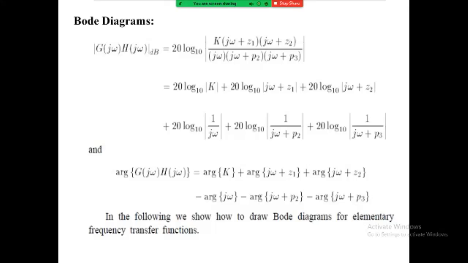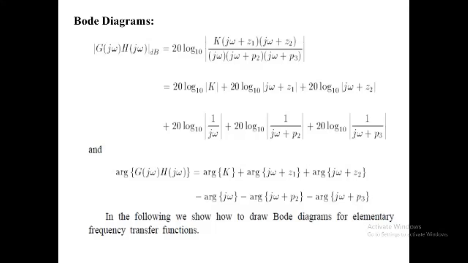So we first study independently the magnitude and phase plot of each of these elementary frequency transfer functions, since the open loop frequency transfer function G(jω)H(jω) is given in terms of the product and ratio of elementary transfer functions. It is easy to see that the phase of G(jω)H(jω) is obtained by summing and subtracting the phases of the elementary transfer functions.